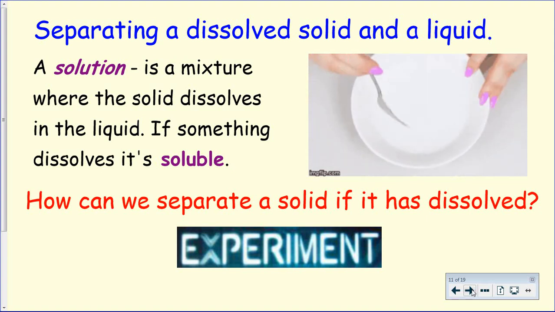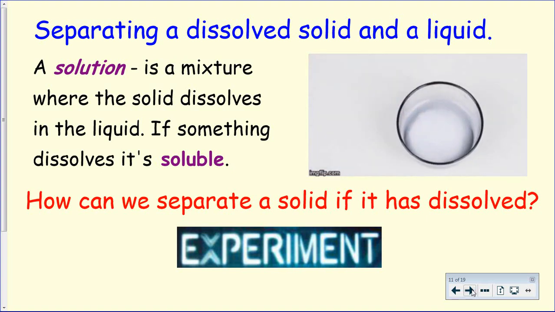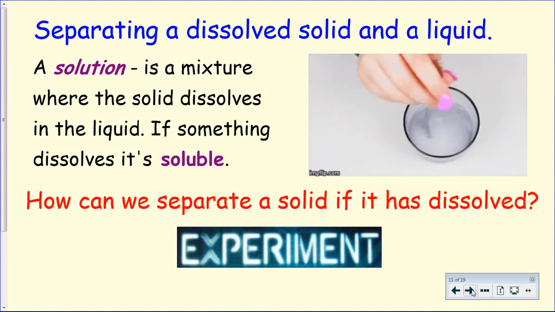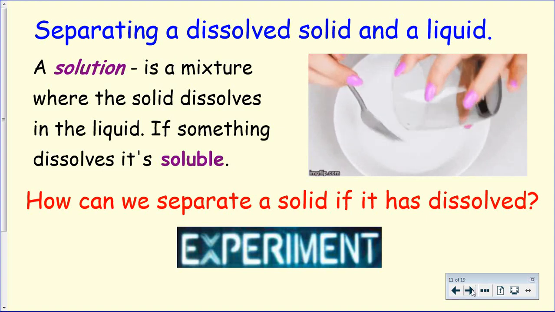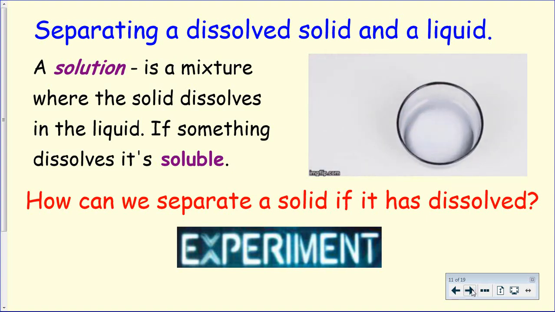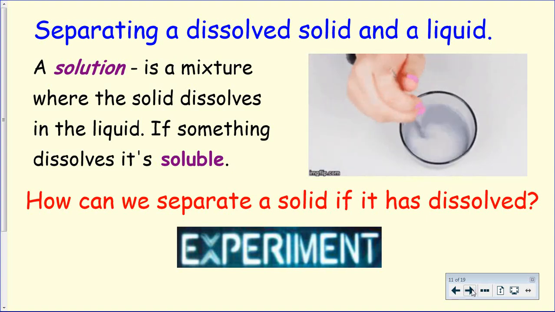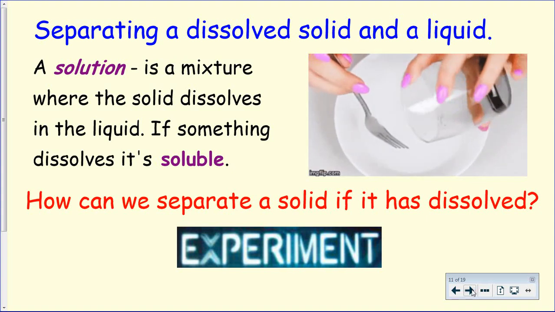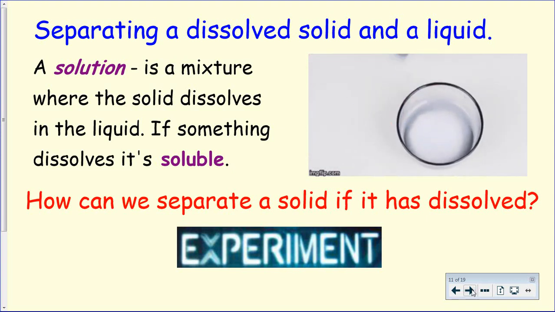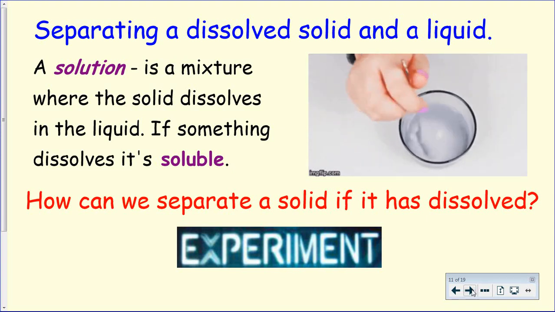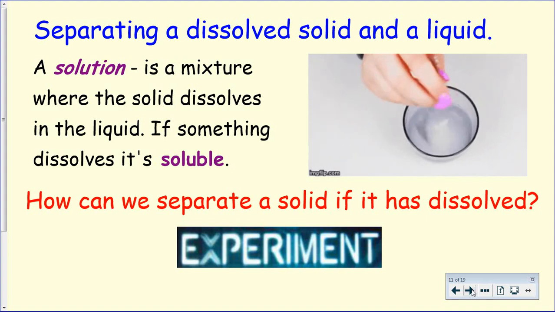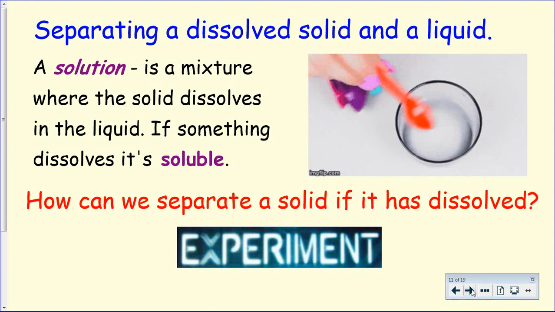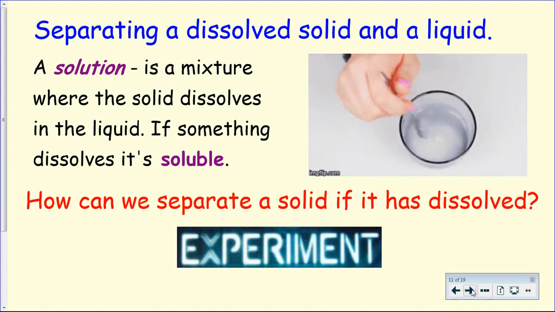So this time your solid is going to be able to dissolve in your liquid. So it's not going to be able to go through filter paper because the liquid would just go all the way through the filter paper. It wouldn't hold back the solid. A solution is a mixture where the solid dissolves in the liquid. If something dissolves, we call it dissolvable, soluble. Okay, so the solution is what we call it when a solid is dissolved into a liquid, and that solid is called soluble because it dissolves.